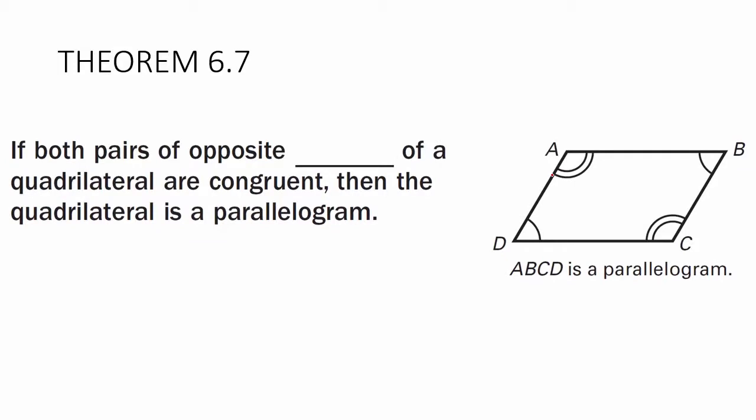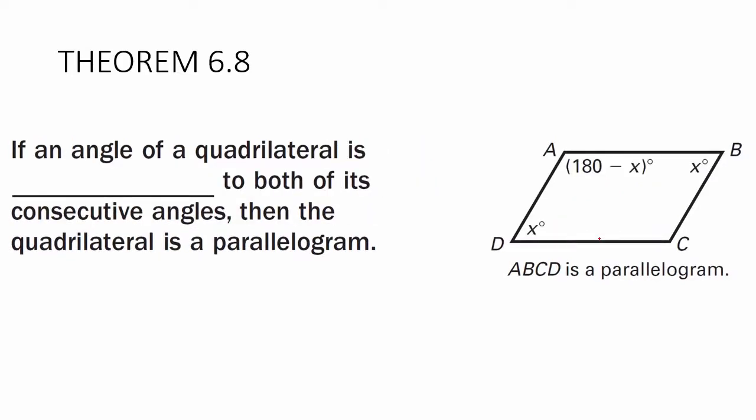Theorem 6.7. If both pairs of opposite angles of a quadrilateral are congruent, then the quadrilateral is a parallelogram. Again, same idea. If I look at the opposite pairs in this quadrilateral, I can see angle A and angle C are congruent. I can also see that angle B and angle D are congruent. So opposite angles are congruent in this quadrilateral, so this is a parallelogram.